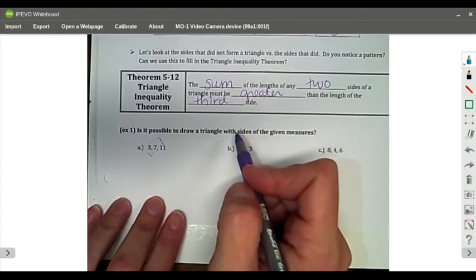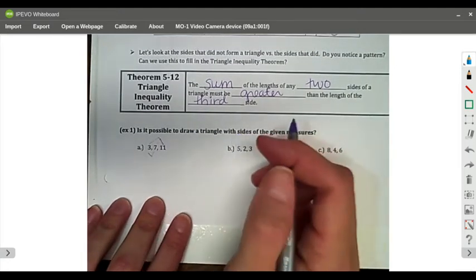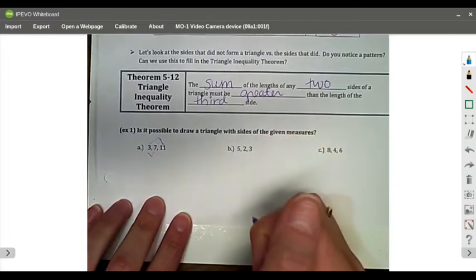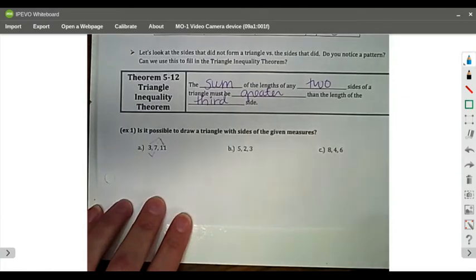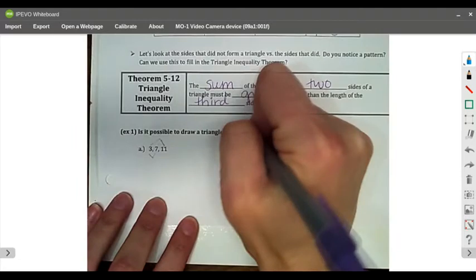The easiest way to do it is if you just check the two smallest ones. If you add together the two smallest measures and see if it's bigger than the biggest measure, just doing that will tell you if it's a yes or a no. So I'm going to add that in here.